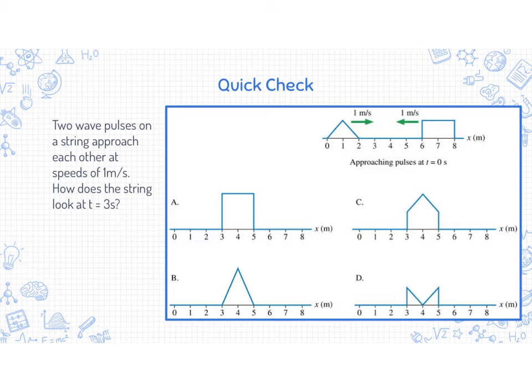So I've got a quick check here. These two waves are going to approach each other. What are they going to look like? Well, I have a rectangle and a triangle, and if they're interfering constructively, it's going to be both, and we'll see both of those amplitudes adding together.